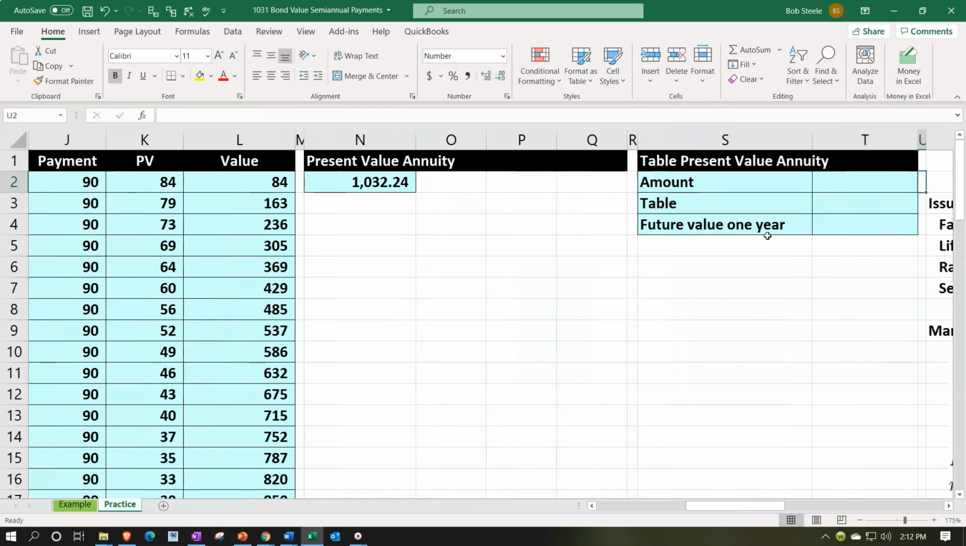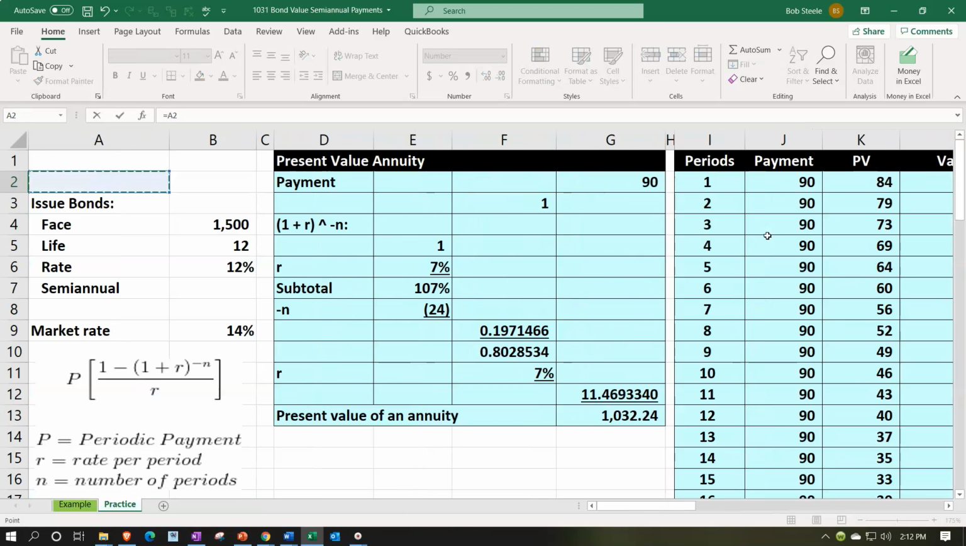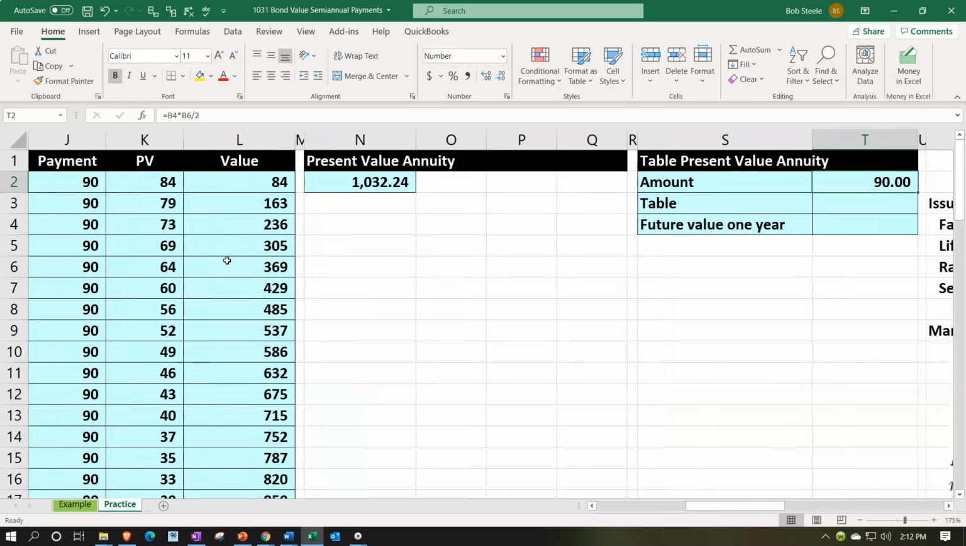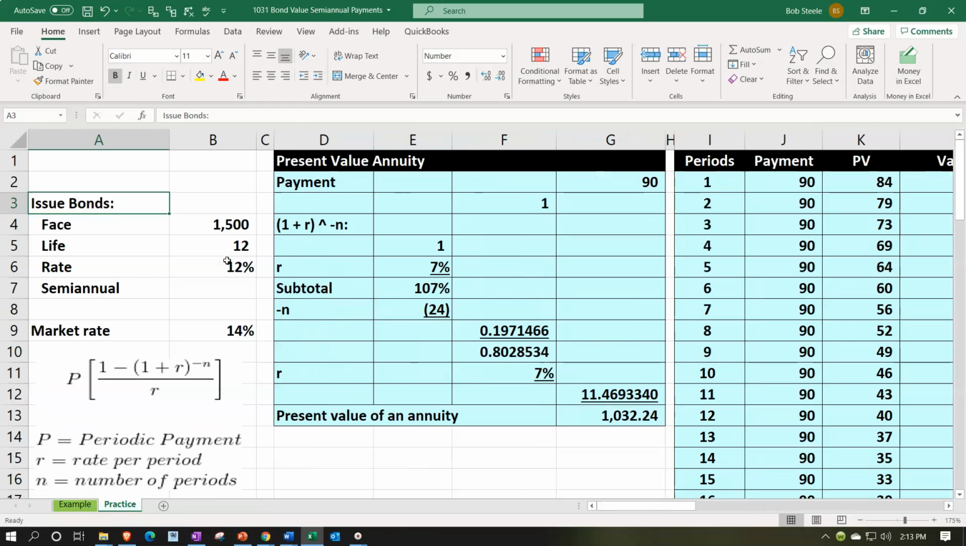The tables are also an area we have to be careful in. The amount that we would be looking at typically would then be the 1,500 times the 12% and then divided by 2. So the payment for 6 months would be that 90. And then if we want to present value it, making sure we have the proper table, present value of an annuity, we have the market rate down here, but not 14. That's for a year. Divided by 2, it would be 7. And then the number of periods is 12 years times 2 would be 24. So we're looking at 7 and 24. We can see here in our calculation.